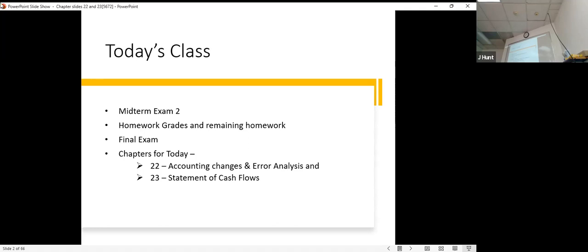Homework grades and remaining homework. So I posted the homework for the remaining chapters. So like I explained before, my focus is more on the theory and not so much for you to be able to do a statement, because I just feel like you got to be hardcore accounting to do all of that. So you'll see from the homework that I assigned, the homework is more focused on, okay, are there three methods? Why choose this method over the next method? And really knowing the theory behind the concepts.